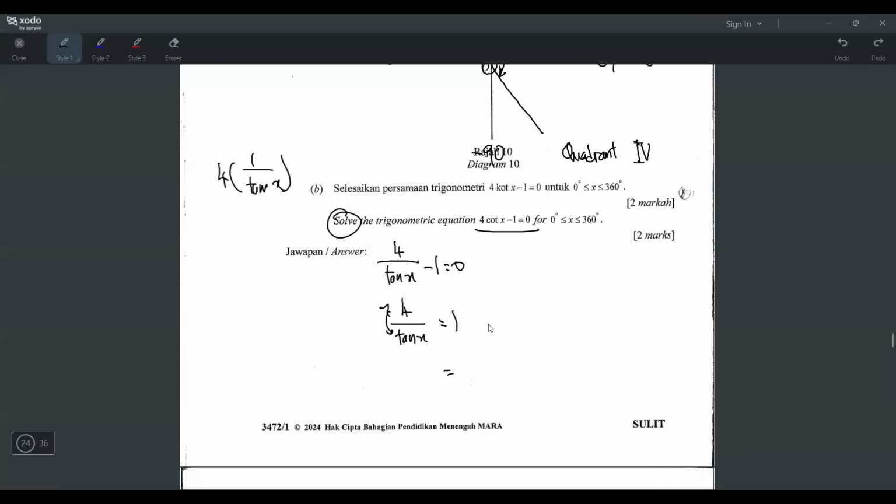Or there is another way, you cross multiply. Cross multiply can also. Okay, just multiply like this. So tangent x times 1, nothing happens, equals 4. So it's the same. Okay, let me continue here. Tangent x equals to 4.